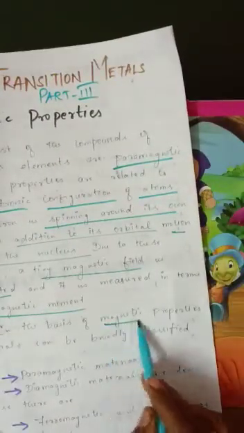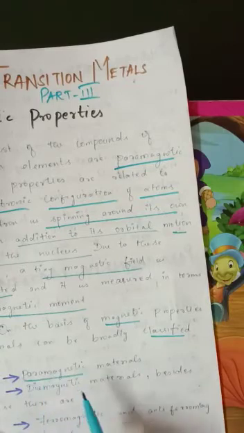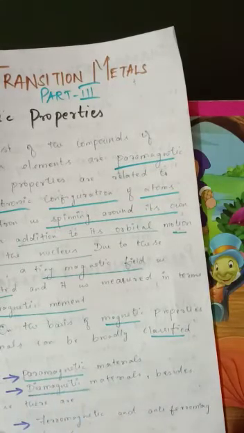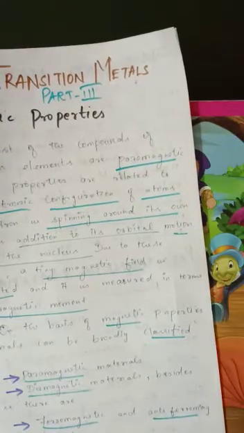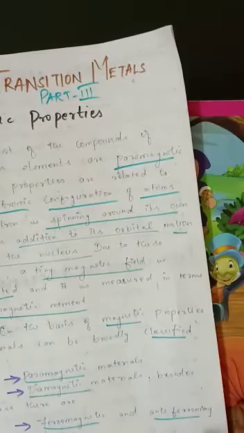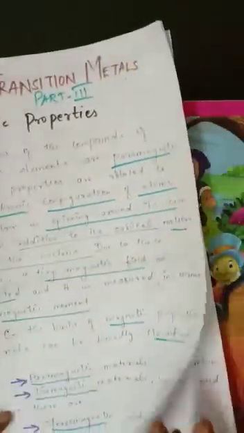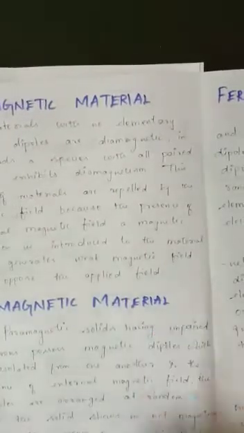that is, Bohr magneton. On the basis of magnetic properties, materials can be classified into paramagnetic as well as diamagnetic, and also into ferromagnetic and antiferromagnetic materials. Now we are going to see what is paramagnetic and what is diamagnetic nature. First, what is a diamagnetic material?